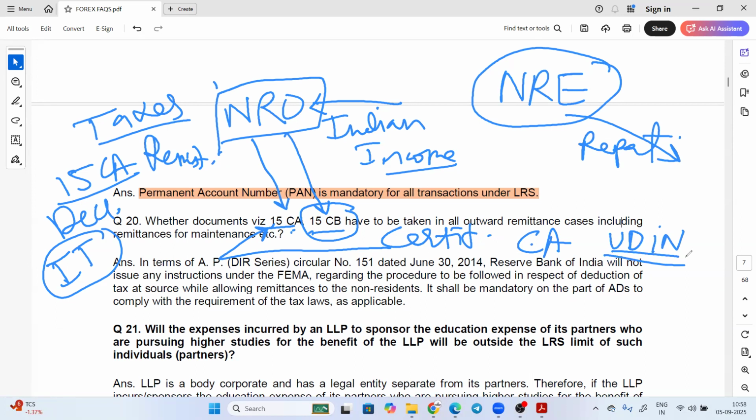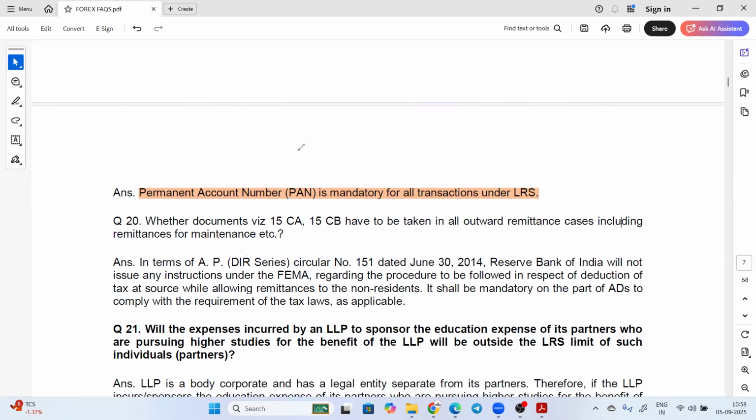Mandatory. Okay. So 15 CA is the form where the customer will give the declaration in the income tax website that whatever the money is available in my NRO account, I have paid all the taxes. All taxes are paid. And that will be certified by the CA in Form 15 CB. So for that purpose, we are taking Form 15 CA-CB and only for the NRO account.